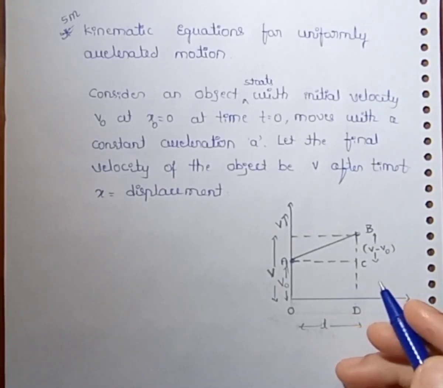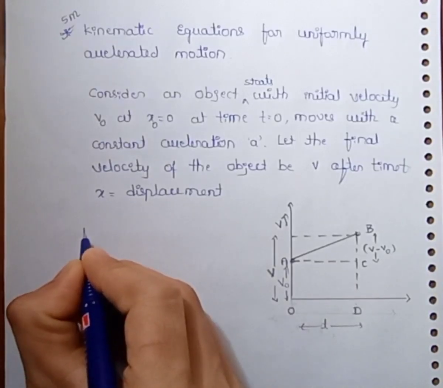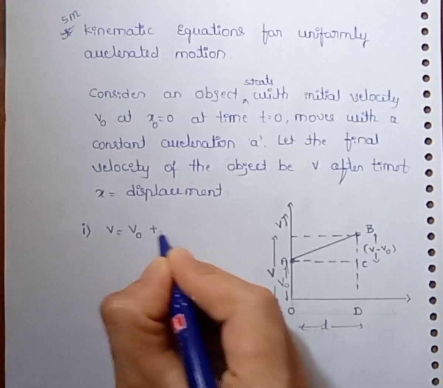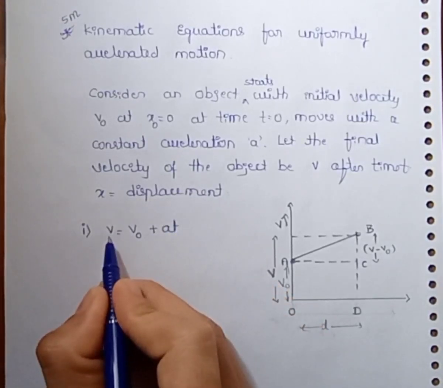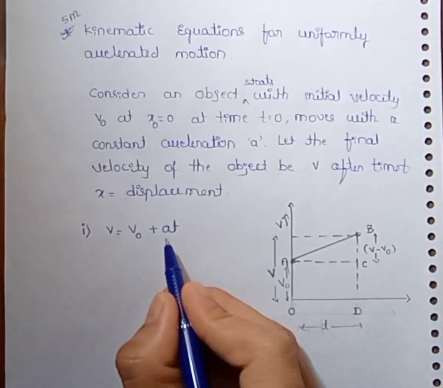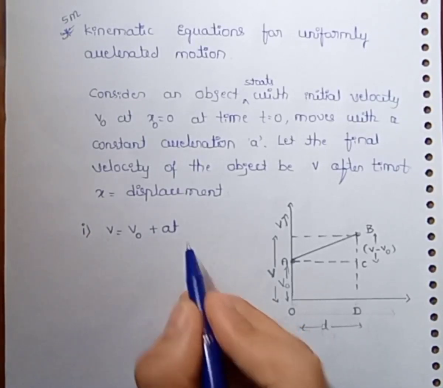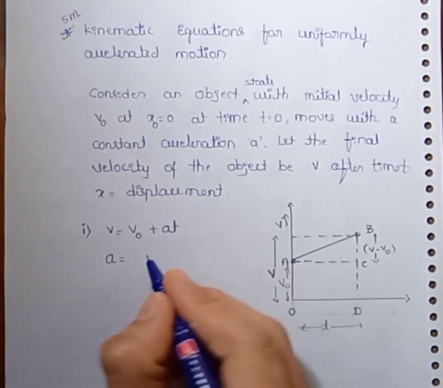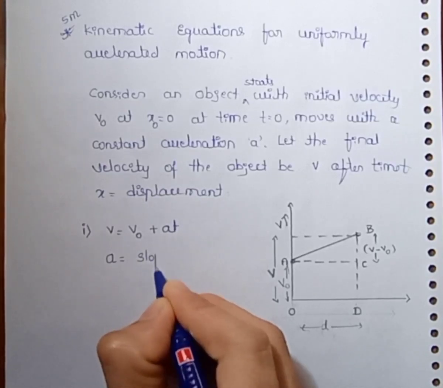First of all, we have to derive the first equation. That one is v is equal to v0 plus at. Here v means final velocity, v0 means initial velocity of the particle, a is acceleration, and t is the particular time. How do we find out the value of a? A means acceleration is equal to the slope of the graph.